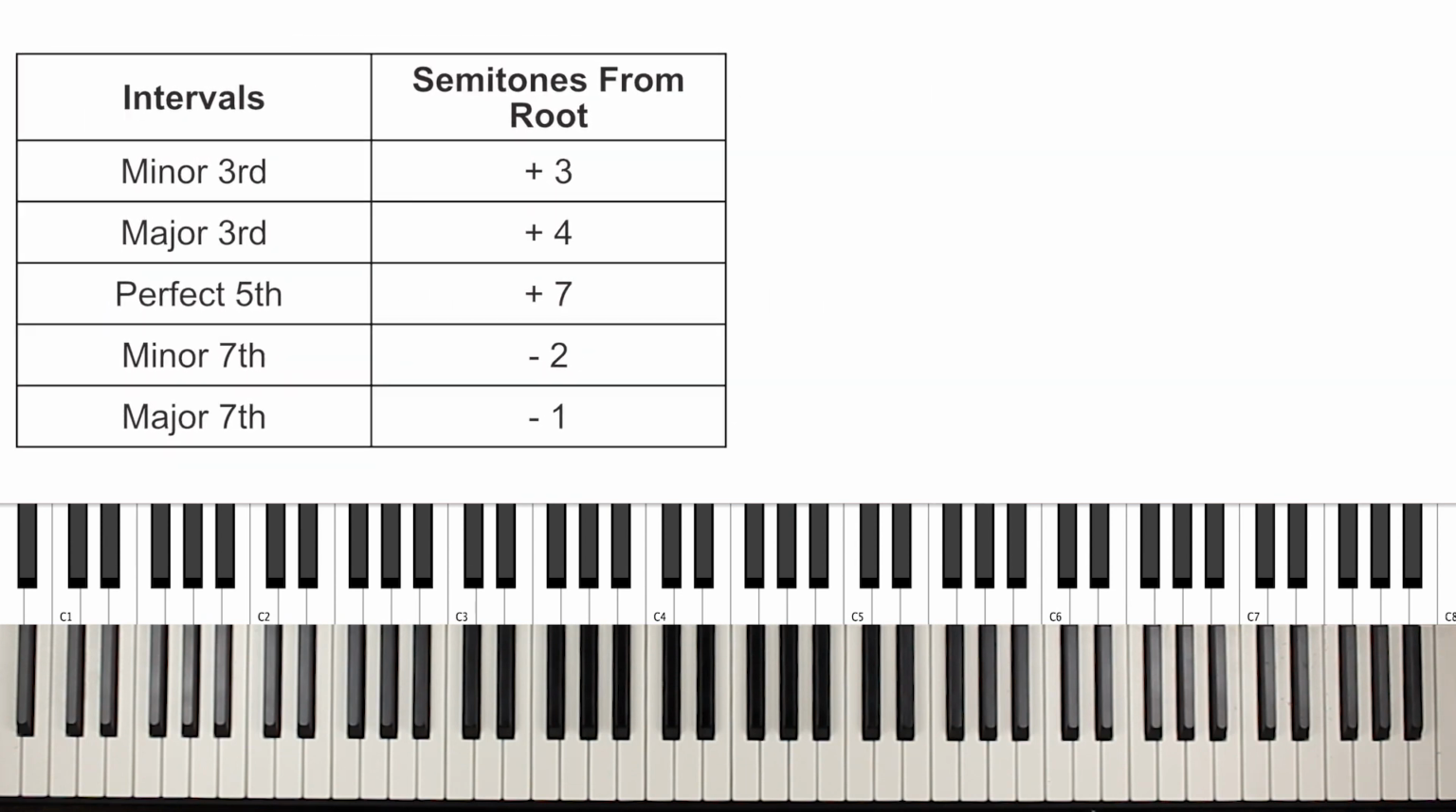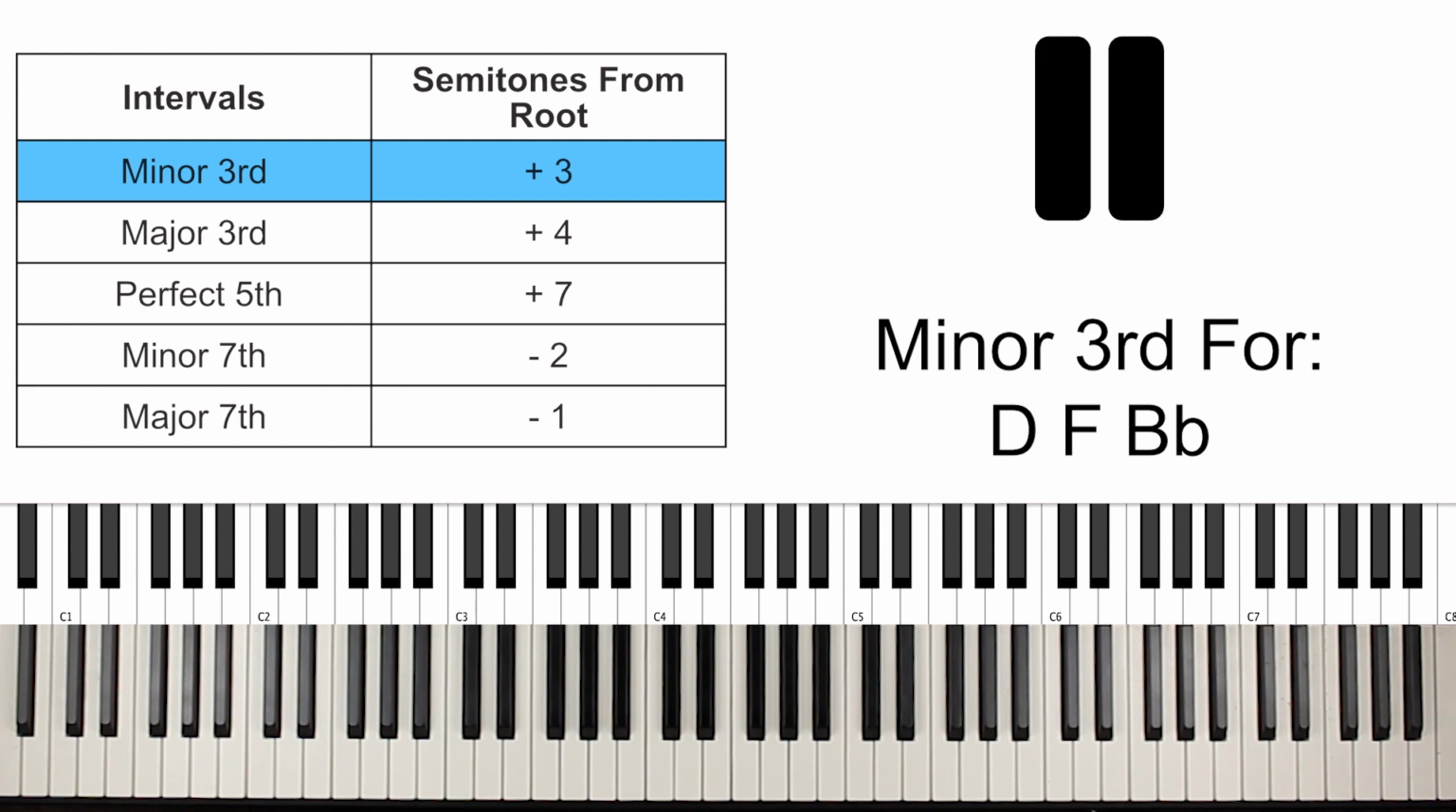This pause icon will flash on screen before I work through each set of intervals, giving you an opportunity to pause the video and find them without me. You can then unpause the video and see if you got them right. A minor third is 3 semitones above the root, so for C, 1, 2, 3, the minor third is E flat. Let's find the minor third for D, F and B flat.